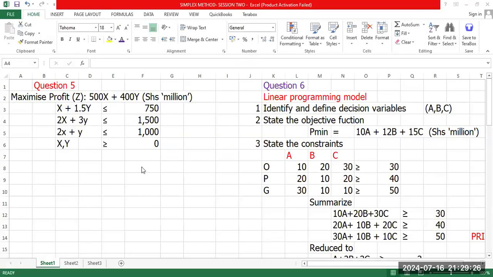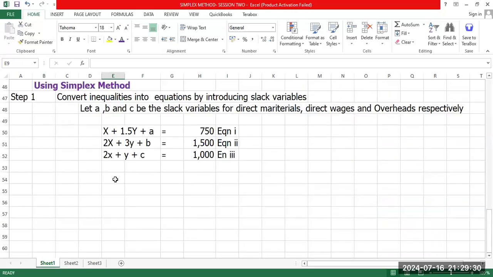Are you done with copying? This is our first step. Please put some speed. We are done. Step number 2.